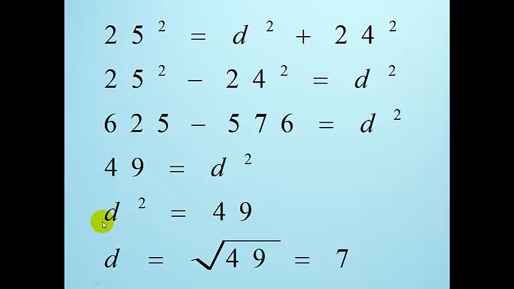Now because we are solving for d, we have to take the square root of both sides. And when we take the square root of d square, we have d on the left hand side. The square root of 49 is equal to 7. That means that the value of d is equal to 7.